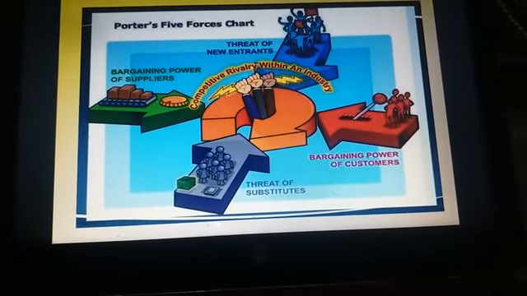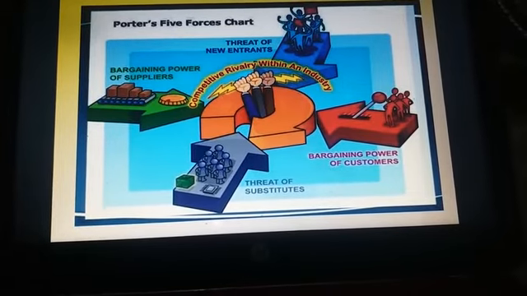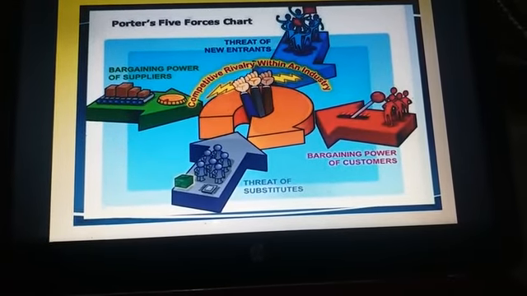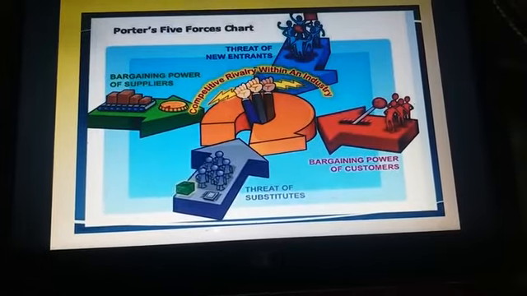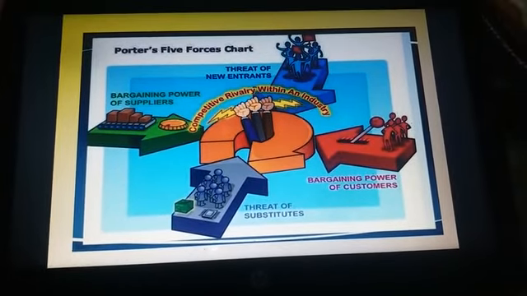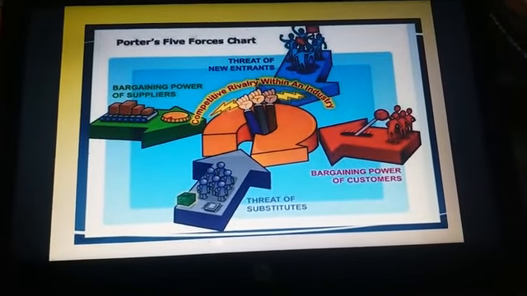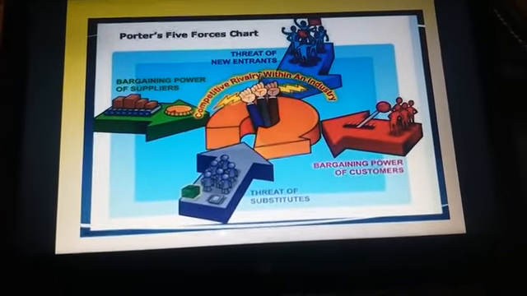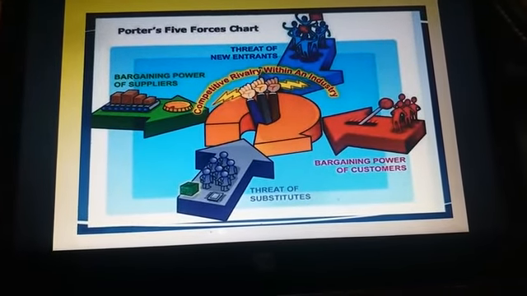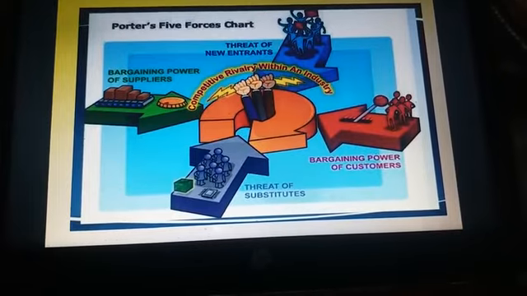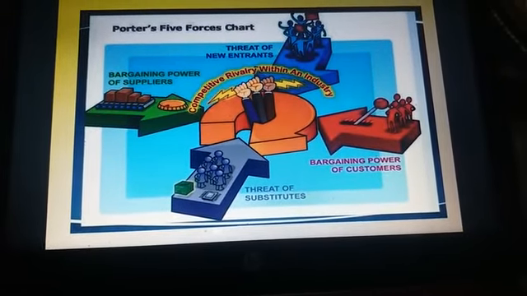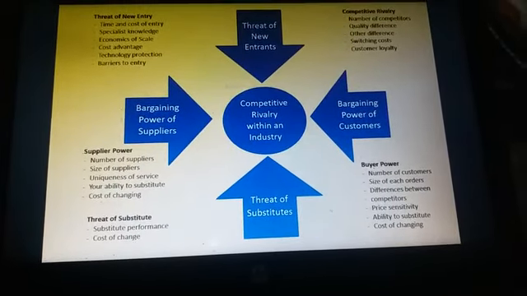Next would be bargaining power of customers. There are different customers. Every buyer has a different choice of which particular store or which particular market to buy from. Threat of substitutes. There are not many substitutes coming up in the market. So these are Porter's five forces. This is how it looks.